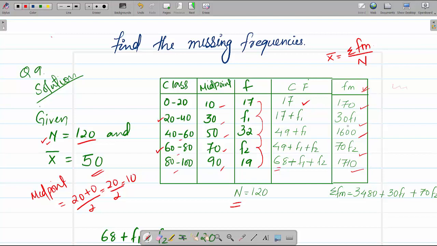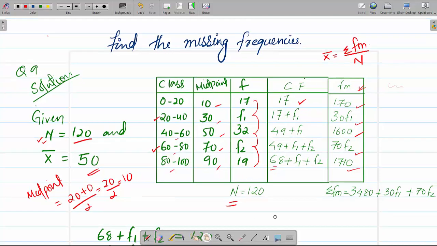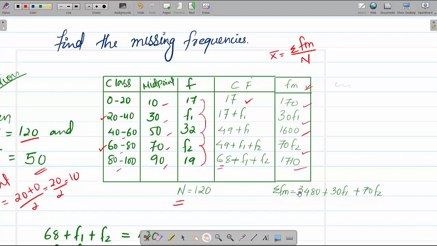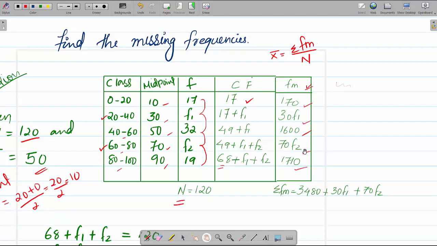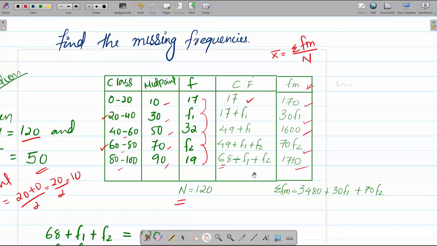Clear? So now you add up all these numbers. Whatever numbers you can add up, you add them up, and the F1 and F2 terms you just keep like that. So here, 170 plus 1600 plus 1710, if you add these, you will get 3480. That is 3480 plus 30 F1 plus 70 F2. All right, so you just keep it like this.